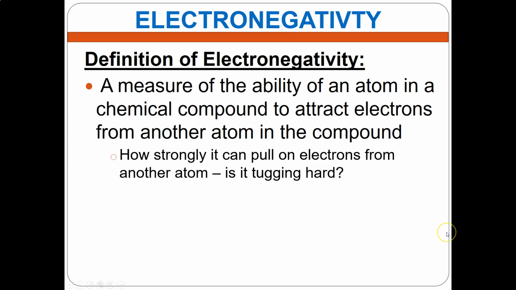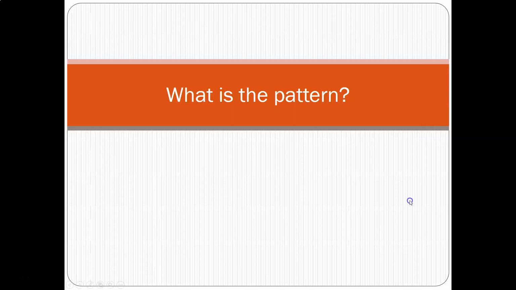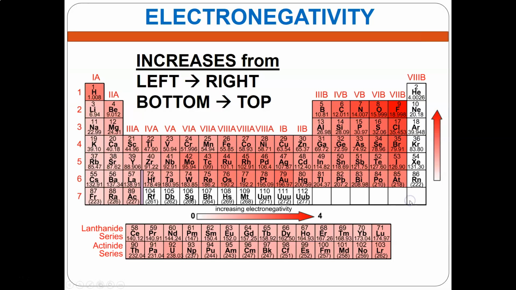So let's look at the pattern. We're going to skip the data this time. We're just going to jump straight to the arrow. I just like showing you the data once in a while to get you to see there are actual numbers for these things. I don't just make it up, right? But let's just jump to the big arrow across our periodic table.